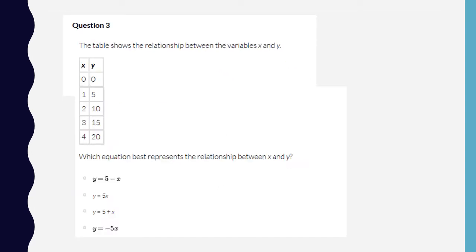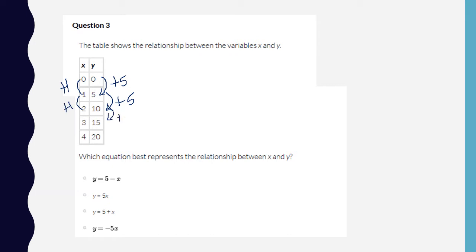Okay, the table shows the relationship between x and y. Which equation represents the relationship between x and y? So the first thing I'm going to do is look at the change in y. So I see that it goes up 5 and the x goes up 1. 5 to 10, that's a difference of 5. 1 to 2, that's a difference of 1.